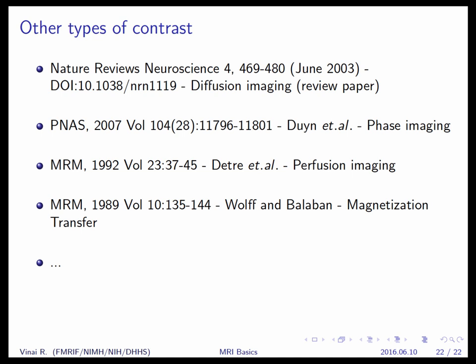some general mechanisms to bring out tissue contrast, but there are so many now.